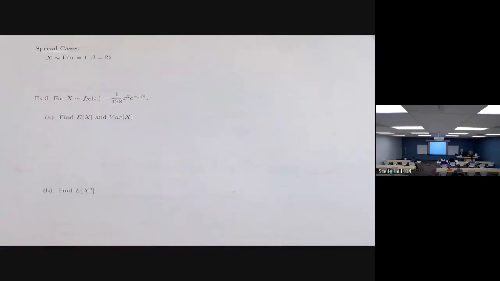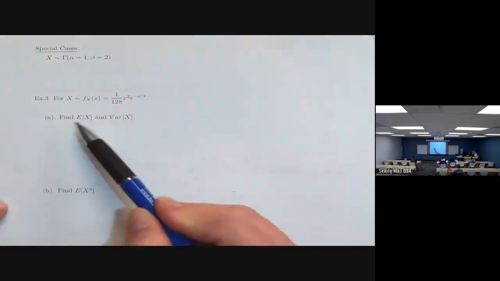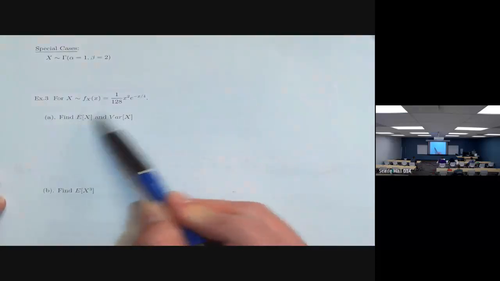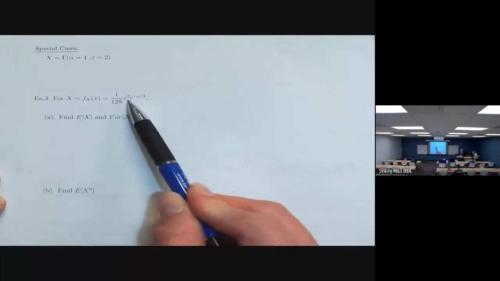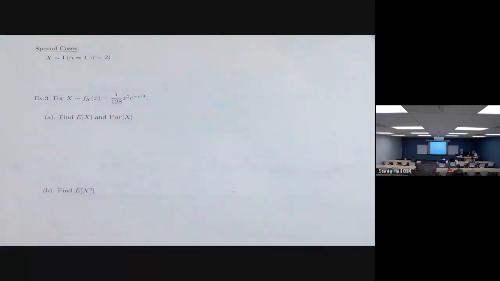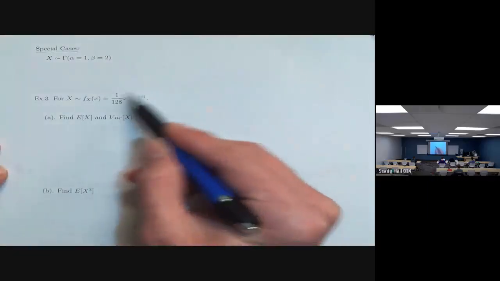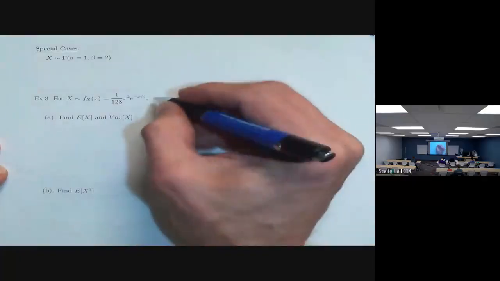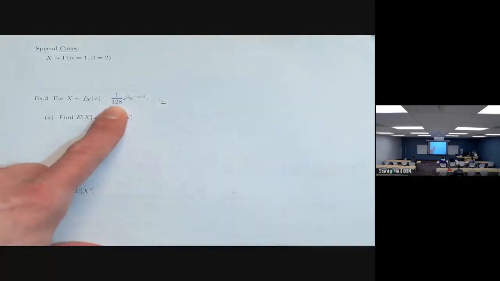So there's 2 ways to go about this. I could jump right into my expected value of x, taking the integral of x times the PDF, and try to do the integral. Or, big hint, we know about this gamma distribution. If I can recognize this as a gamma distribution, so let's take a look.